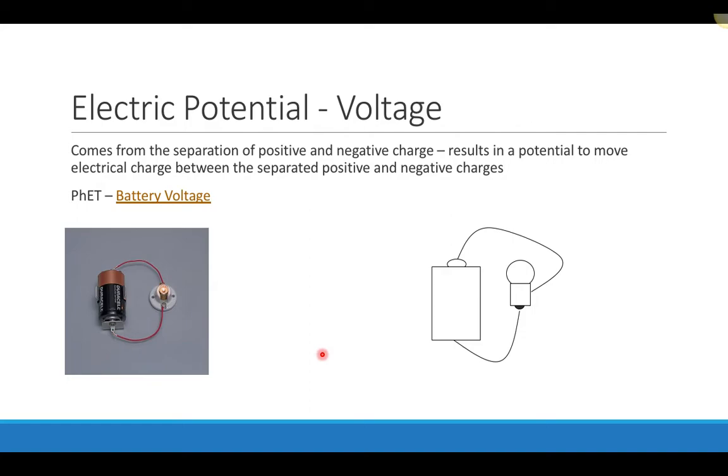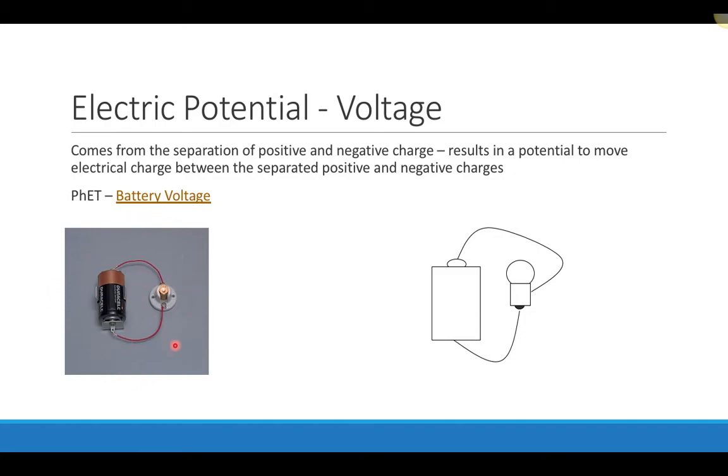And because there's separation of positive and negative charge, that means that we can create an electric field, and if we have an electric field, we can force charges to move because of that electric field. So let's talk a little bit about a battery first, and then we're going to talk about a simple circuit.